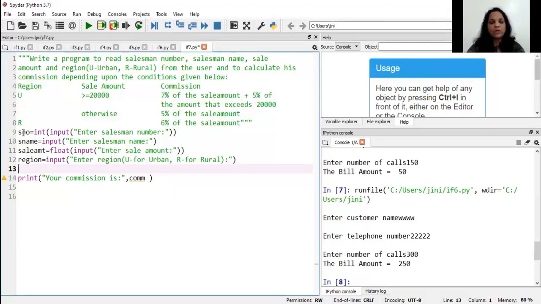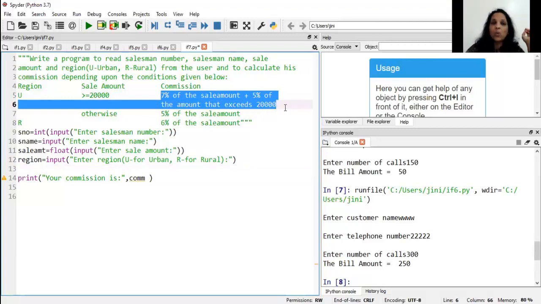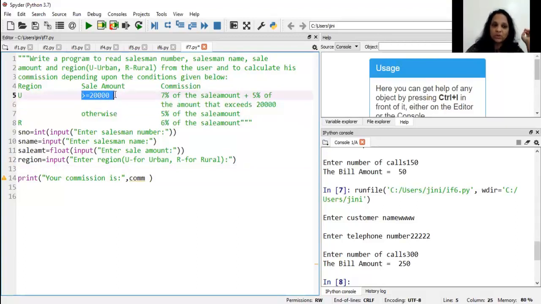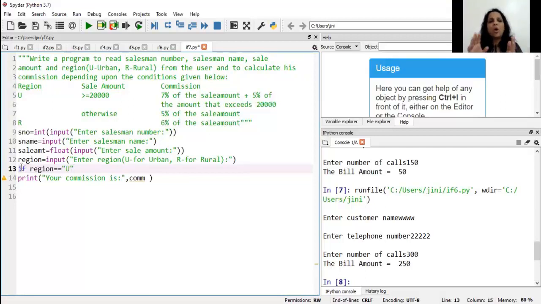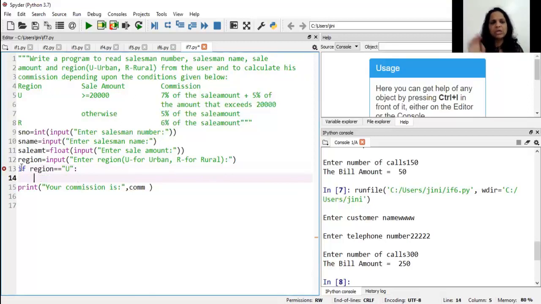You're supposed to be calculating this commission, okay, when a sale amount is more than 20,000 and he belongs to the urban region. So there are two conditions to be checked. First, you check whether he belongs to the urban region. So if region equals U, I'm assuming the user would have entered a capital U, okay? Or you could have said, or region equals small u. I'm assuming that he's entered a capital U. Now, if the region is U, is the commission constant? No. Then it depends on the sale amount. So again, I have a nested if there.